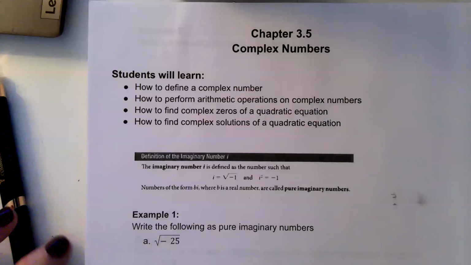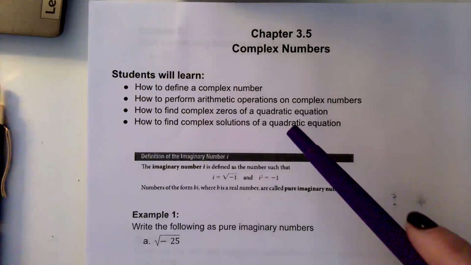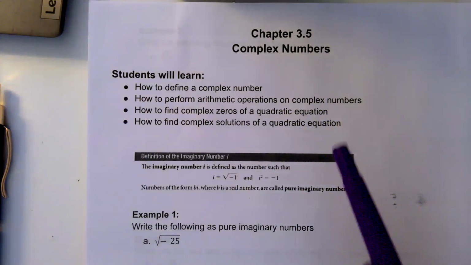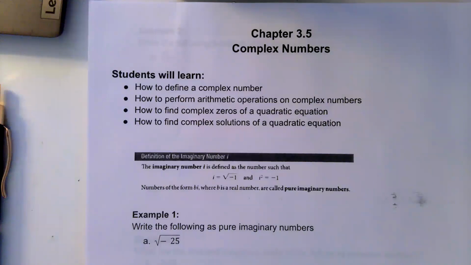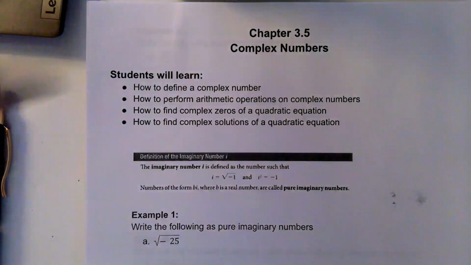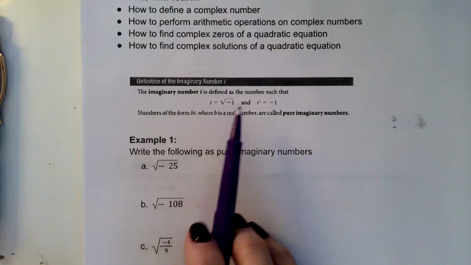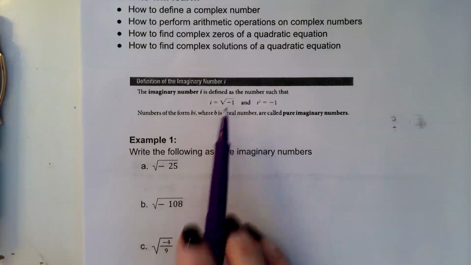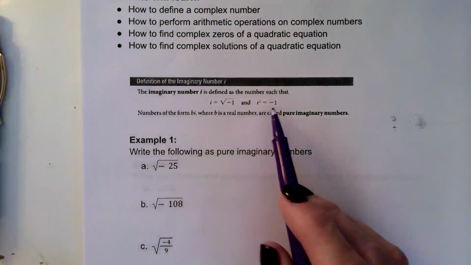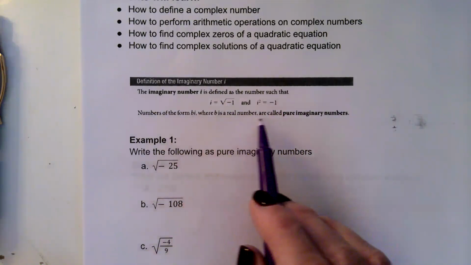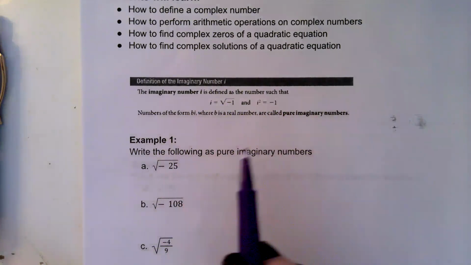So we're going to introduce what a complex number is in this lesson, how to perform some arithmetic operations on those complex numbers, also how to find complex zeros of a quadratic equation, and to find complex solutions of a quadratic equation. So first of all, an imaginary number. An imaginary number, i, is defined as the square root of -1, and i squared is just -1. Numbers of the form bi, where b is a real number, are called pure imaginary numbers.